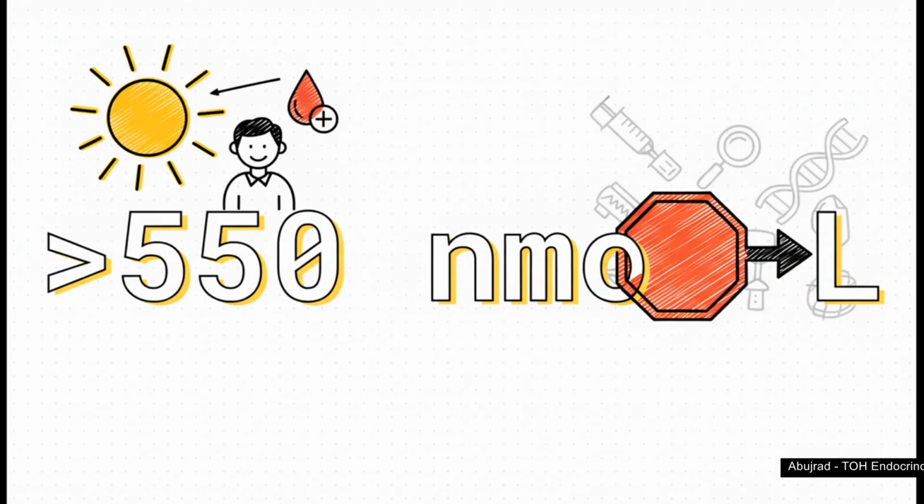On the flip side, if you get a morning cortisol above this level in a patient who isn't critically ill, you can pretty much rule out adrenal insufficiency. This is a clear stop sign. You can confidently move on and start investigating other causes for their symptoms.